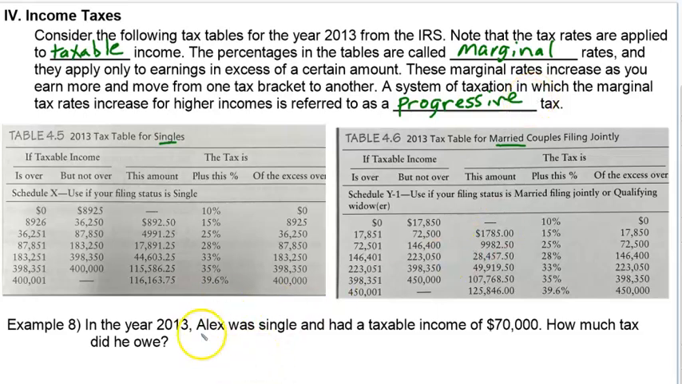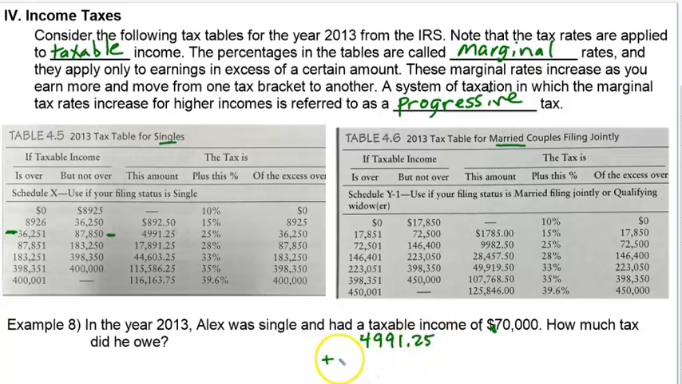So let's take a look at how these tables work. In the year 2013, Alex was single and had a taxable income of $70,000. How much tax did he owe? So I'm going to go to the single table, and I'm going to find out where $70,000 would fit. And it would fit right here. It's over $36,251, but it's less than $87,850. So that gives me a range of dollar amounts to fit the given number. So according to this range, I'm going to pay $4,991.25.